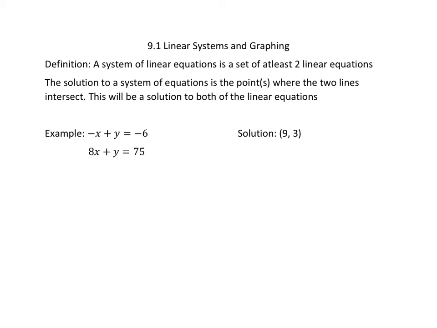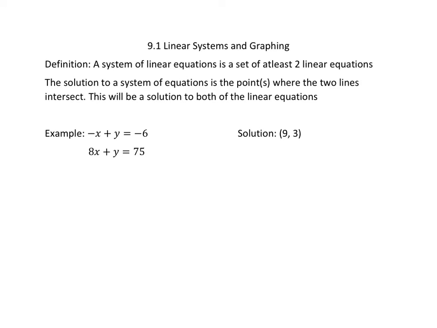In this video, we're going to discuss section 9.1, which is about linear systems and graphing, and specifically we're going to talk about what it means for something to be a solution to a linear system. So let's just get the general idea. A system of linear equations is a set of at least two linear equations, and the solution to a system of equations is the point, or really possibly points, where two lines intersect. This will be a solution to both of the linear equations.